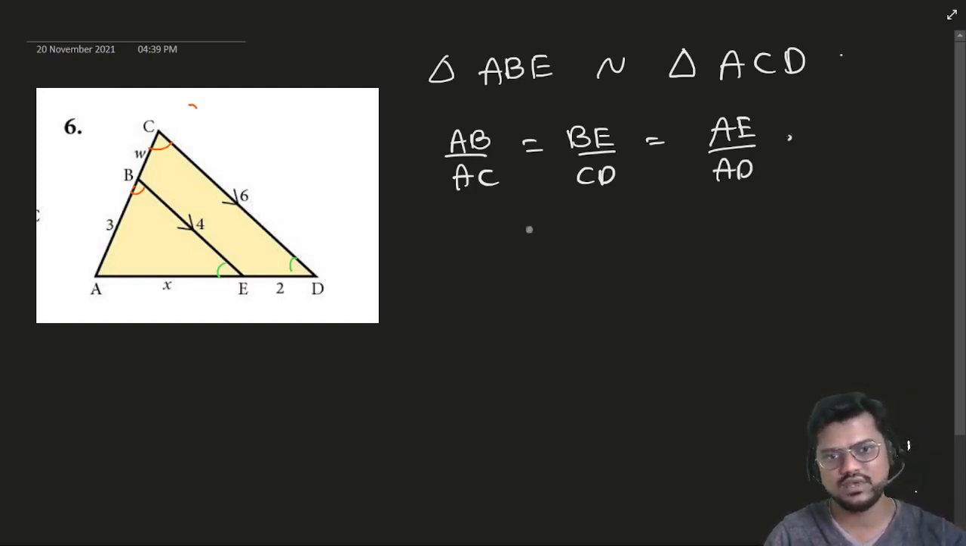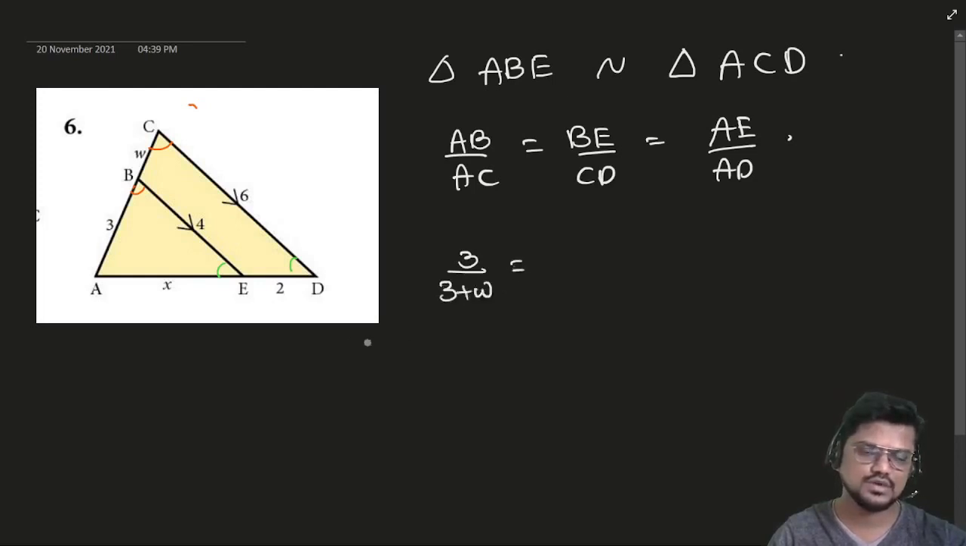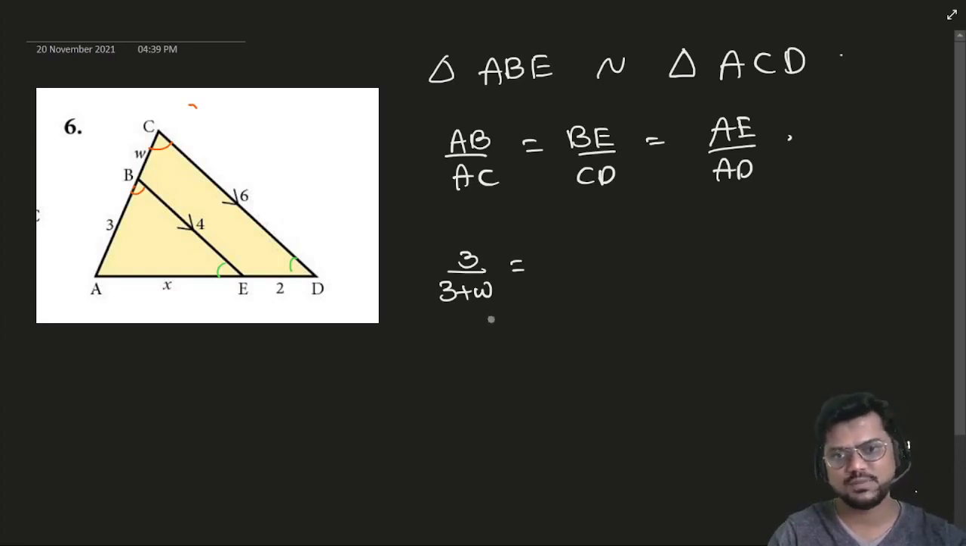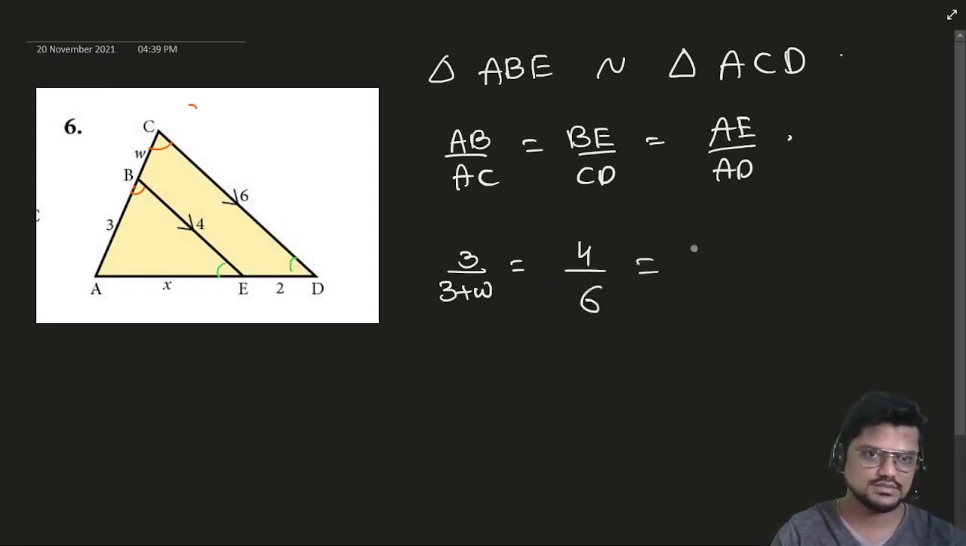After that, what is the value of AB? That is 3. What is the value of AC? That is 3 plus W. I've written vice versa, like I've written AC upon AB equal to CD upon BE. No problem, it does not matter. The answers will be the same. So 3 upon (3 plus W). BE is 4 and CD is 6. AE is X and AD is X plus 2. So you can take this as the first equation to get the answer of W.